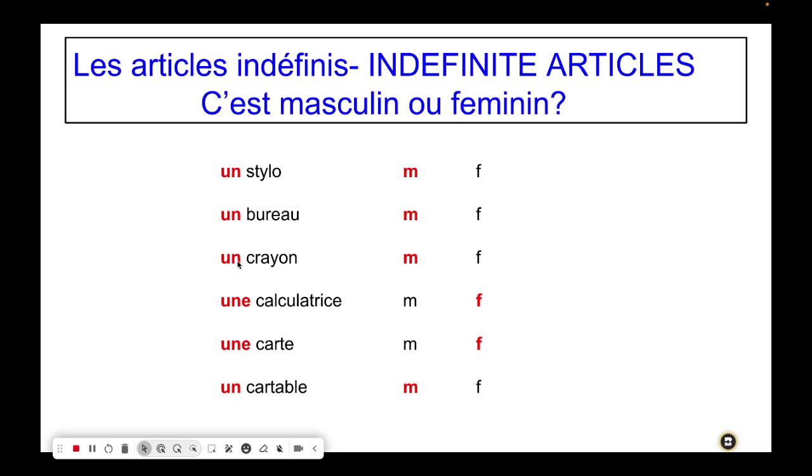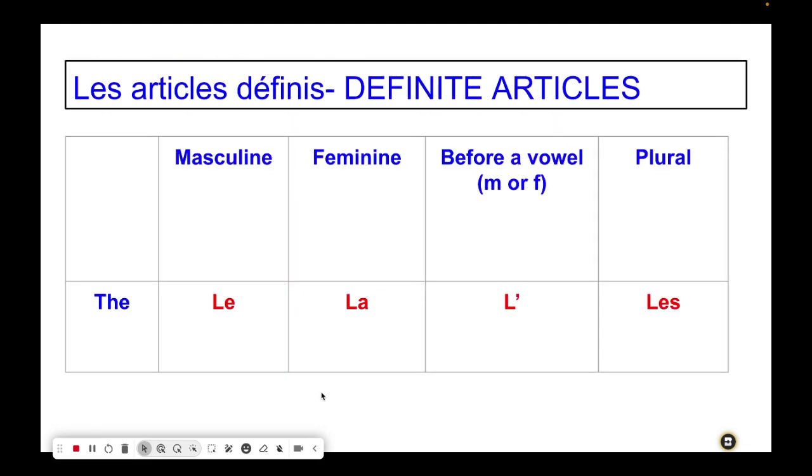Calculatrice, which is calculator, is feminine because it has une at the beginning. Une calculatrice, a calculator. Carte, which is map, is feminine because it has une at the beginning. Une carte, a map. And cartable, the school bag, is masculine because it has un at the beginning: un cartable.